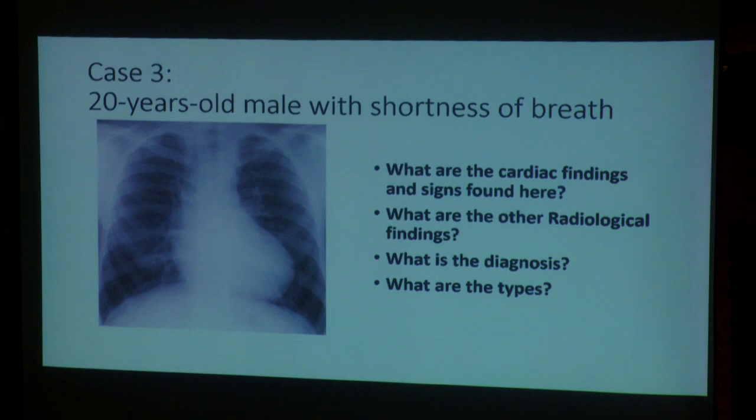Okay, this is a 20-year-old male with shortness of breath. What are the cardiac findings and signs found here? What are the other radiological findings other than cardiac? What is the diagnosis and what are the types? Anyone? TOF? Why TOF? Okay, anything else? Boot shape, but it's not the classical boot shape. We'll see a boot shape shortly.